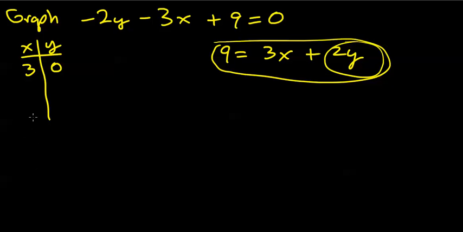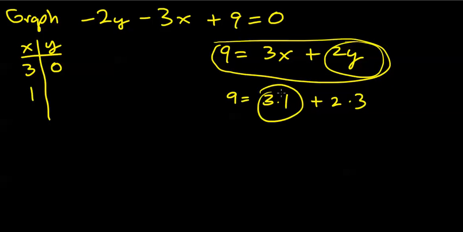I think I see something here. If x is 1, then if y is 3, that'll solve this equation, right? 3 times 1 is 3. 2 times 3 is 6, and 3 plus 6 is 9. That solves the equation. So when x is 1, y is 3. And I think I see another one here.